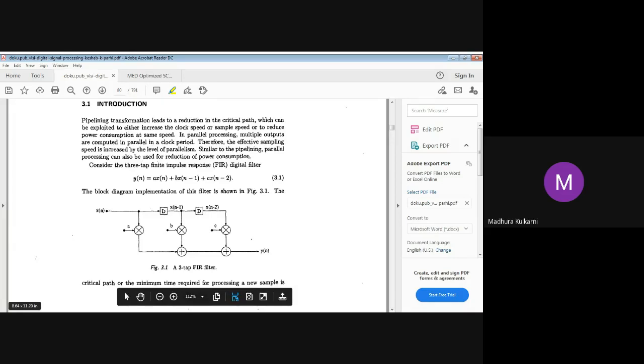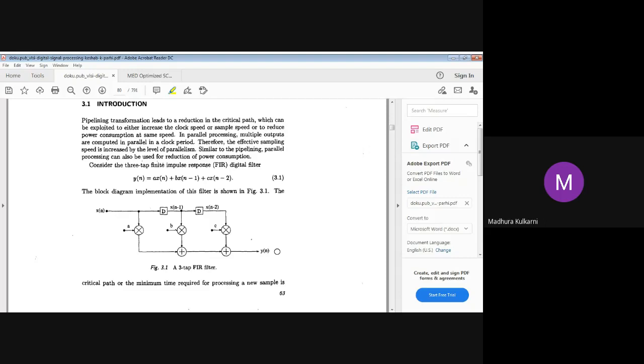So in this particular figure, you will see that there are two delays connected before B and C in order to get x(n-1), x(n-2), and by adding all these outputs, we are going to get y(n). This is a generalized structure or SFG of the given equation. In this SFG, we need to implement pipelining.